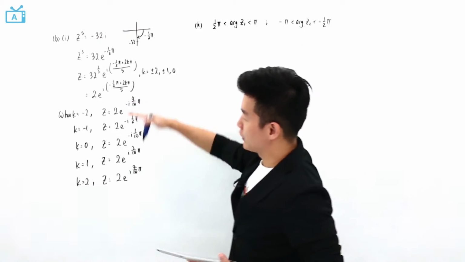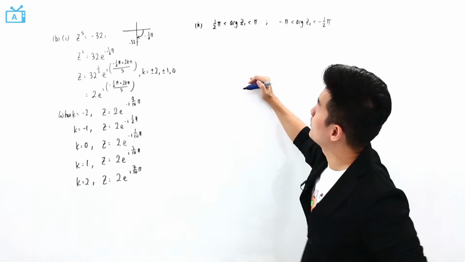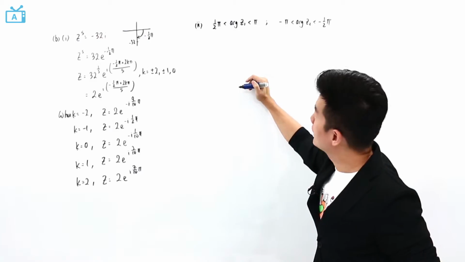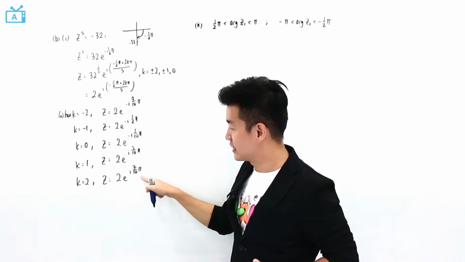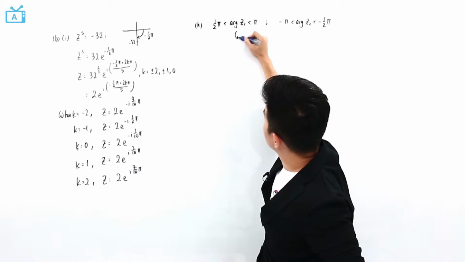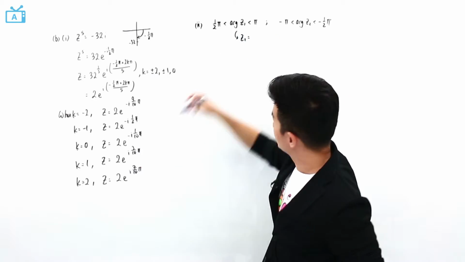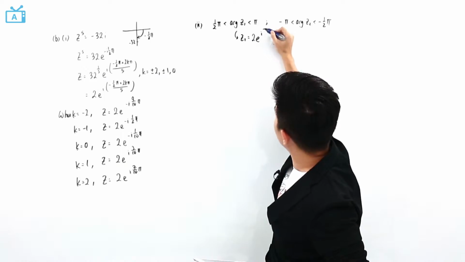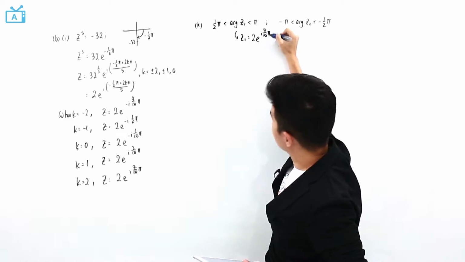Z1 and Z2 are two of the roots, and it is given to me that the argument of Z1 is between half pi to pi. That means Z1 should be this, because the argument is between half pi to pi. So from here, I can identify Z1 to be 2e to the power of i, 7 over 10 pi.